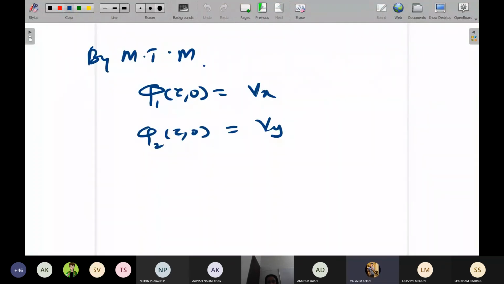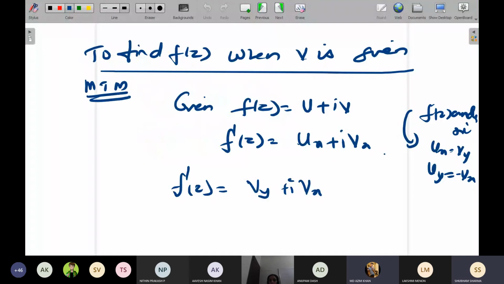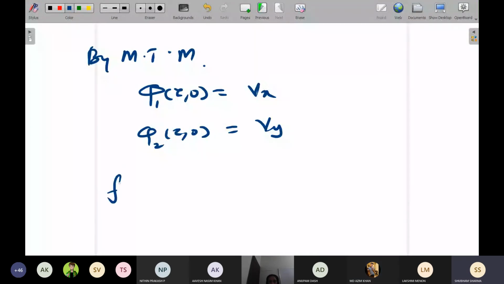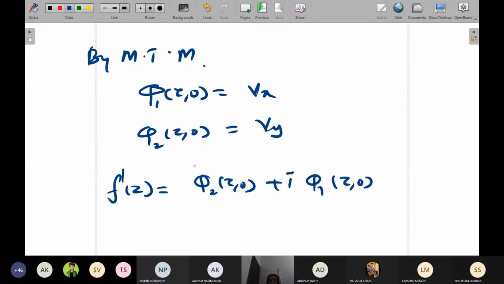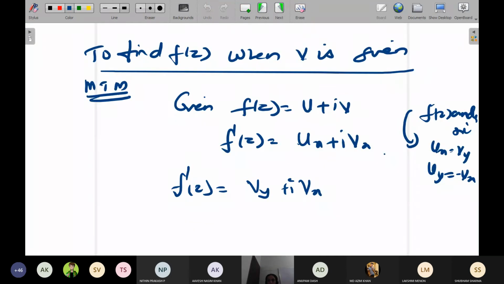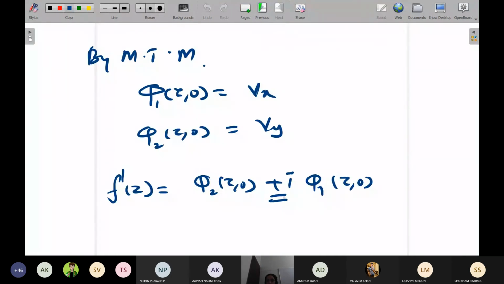Ma'am, can you show the previous slide? Ma'am, the same equation will be there as in the case when u was given. Not the same equation. Pi 2 of z comma 0 plus i into pi 1 of z comma 0, you will get a plus sign there. That is the only difference.